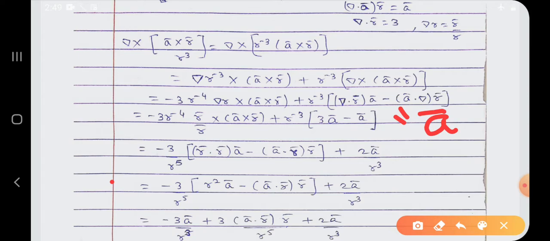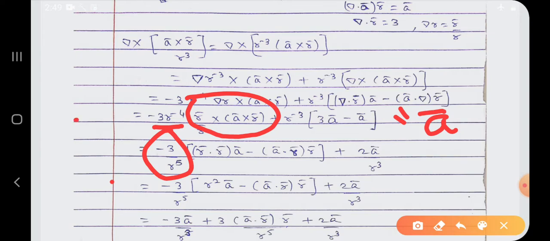Now in this step, if you observe carefully, here minus 3 r raised to minus 4 upon r becomes minus 3 upon r raised to 5, right? Raised to 4 we transfer to the denominator, it becomes 5. Okay, now what remains here? R bar into, means r bar cross a bar cross r bar.